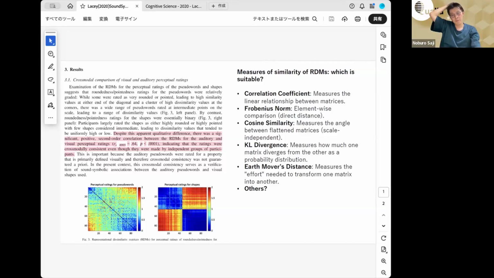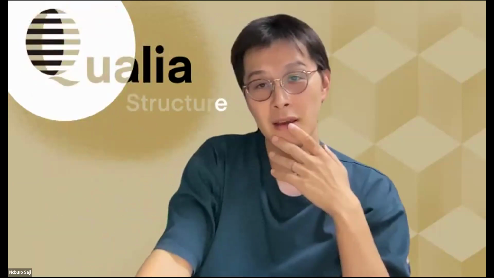I'm curious, is it a well-known feature that shapes have binary features? Do you know any studies which claim that there are shape parameters that tend to vary binarily? No, I do not. It's just a guess.